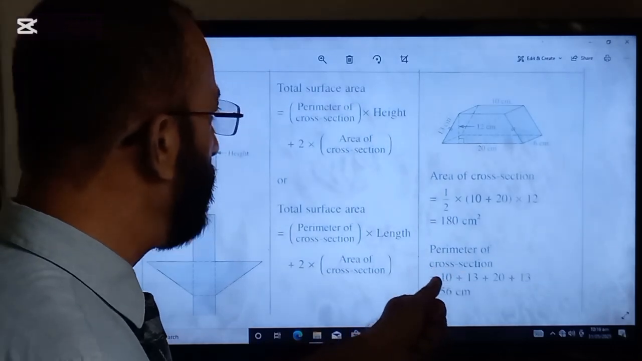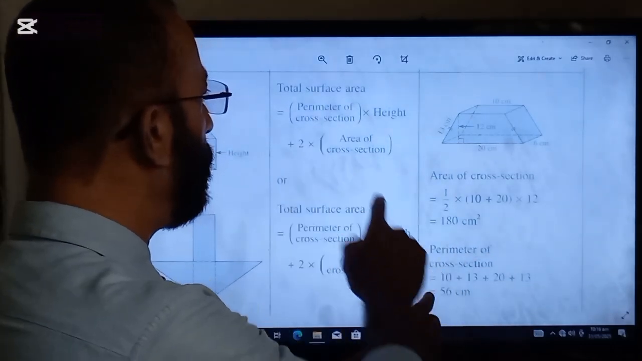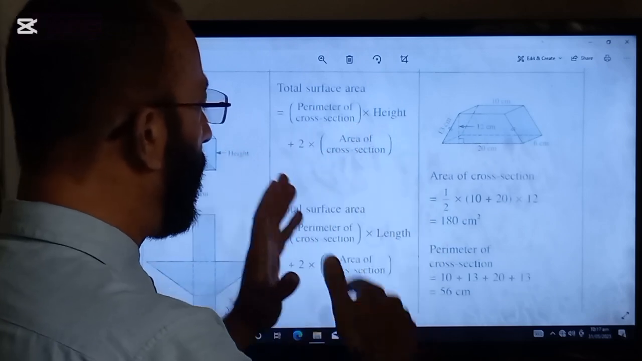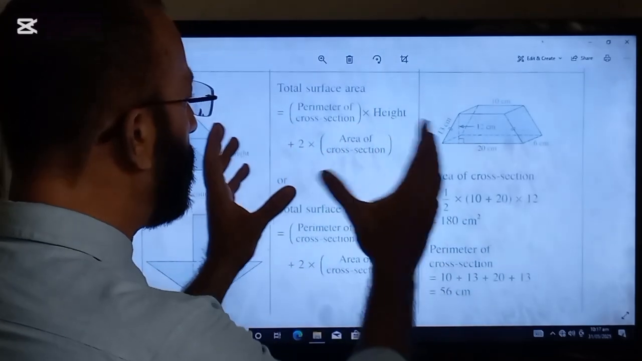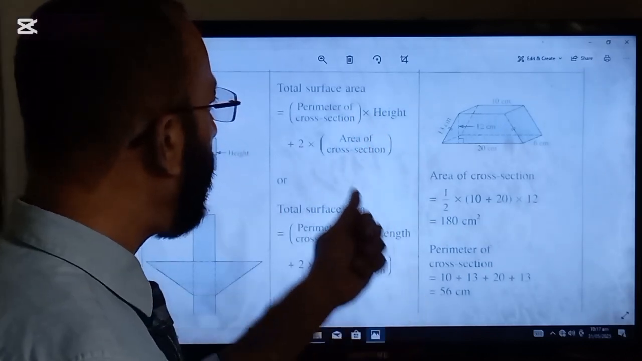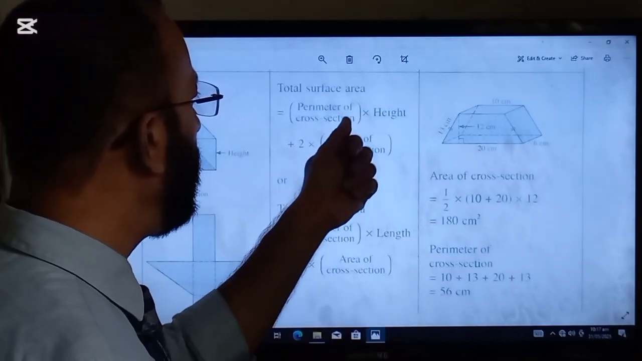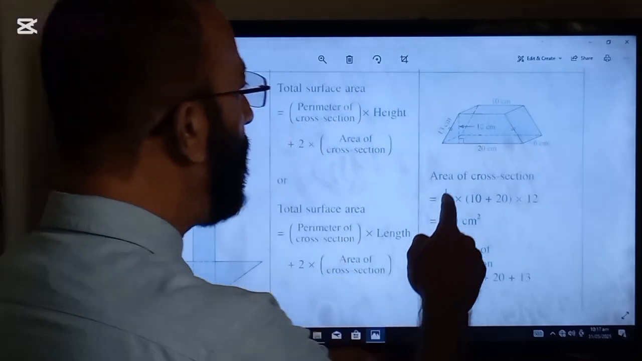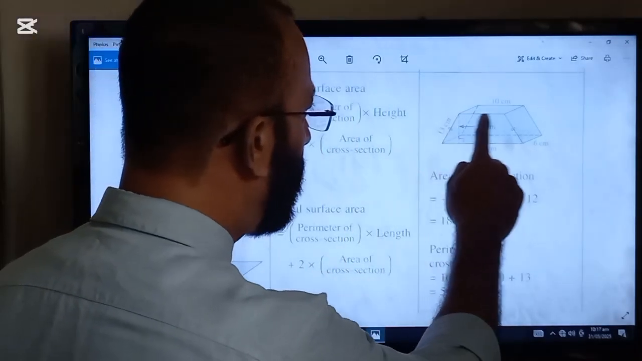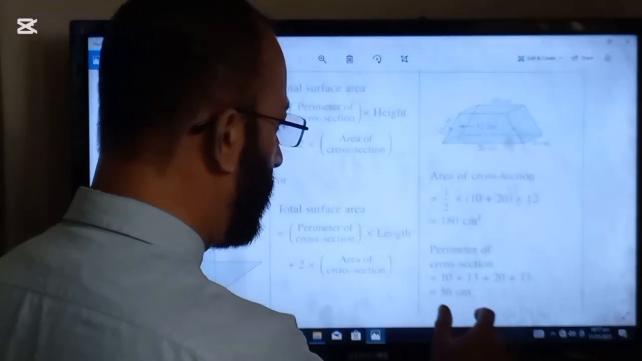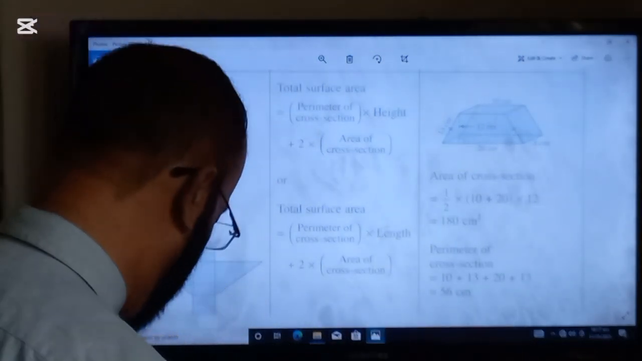So first, again, before putting the values into the formula, we are going to find the value of the perimeter. First we are completing the values, and after that we will put all values at once. So we are now going to find the value of this bracket, perimeter of the cross section. So perimeter is actually 13 plus 10 plus 13 plus 20. So look here, this is the perimeter of the cross section.